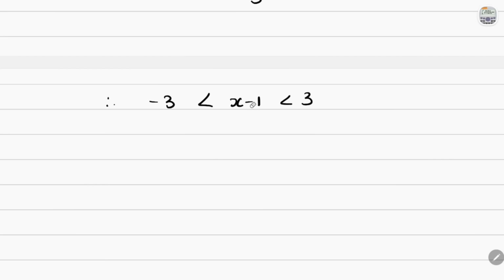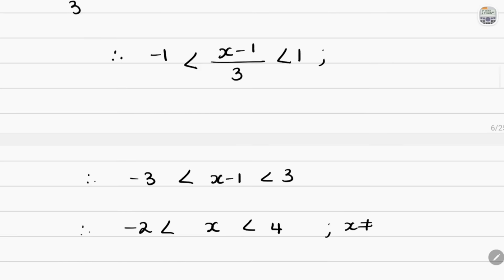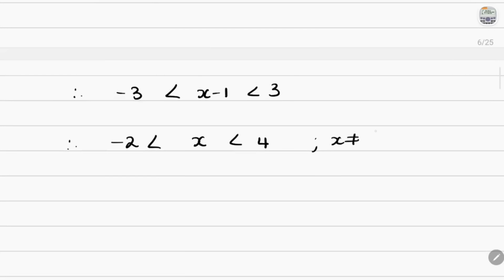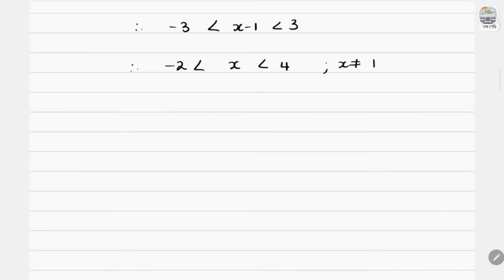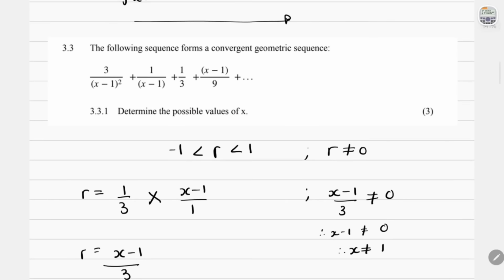When it comes over, it becomes positive 1 here. Negative 3 plus 1 is negative 2. And when it becomes positive 1 here, that becomes 4. And so what we have is that x is greater than negative 2, but less than 4. But x should not be equal to 1, because you can see that 1 is a value between that. And that is our answer.